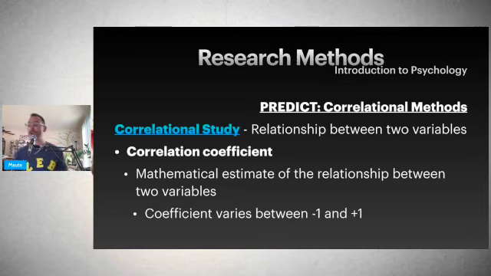So a correlation coefficient is a mathematical estimate of the relationship between two variables. A coefficient of +1 or -1 indicates a perfect relationship. That is, if you know the value of one variable, you can predict the other with perfect accuracy. In psychology, you're likely not going to come across +1 or -1 correlations.